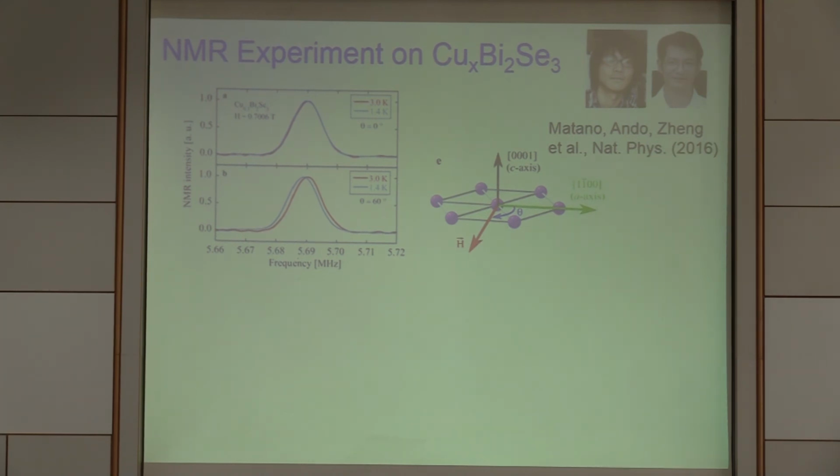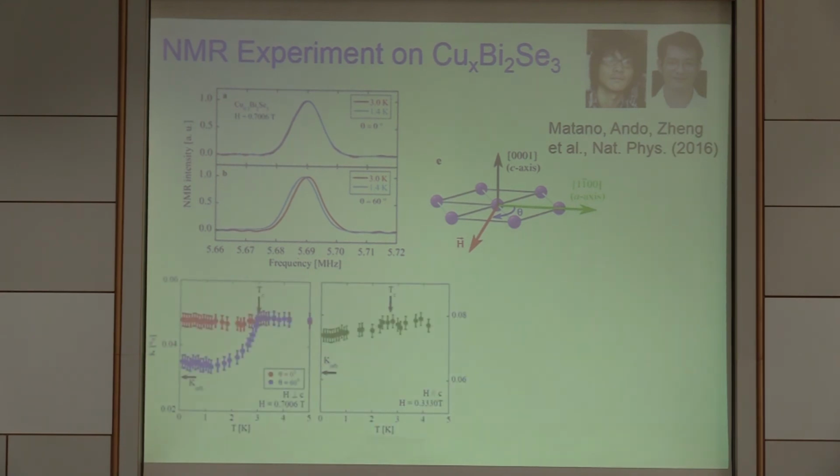And they applied the magnetic field along the in-plane direction, and they found that depending on the orientation of the in-plane field, the Knight shift actually shows a difference below Tc. And this is the temperature dependence. So above Tc, the Knight shift is completely isotropic. But below Tc, the Knight shift starts to show a larger dip along a particular orientation and a smaller dip along a different orientation. And this is the angular dependence.